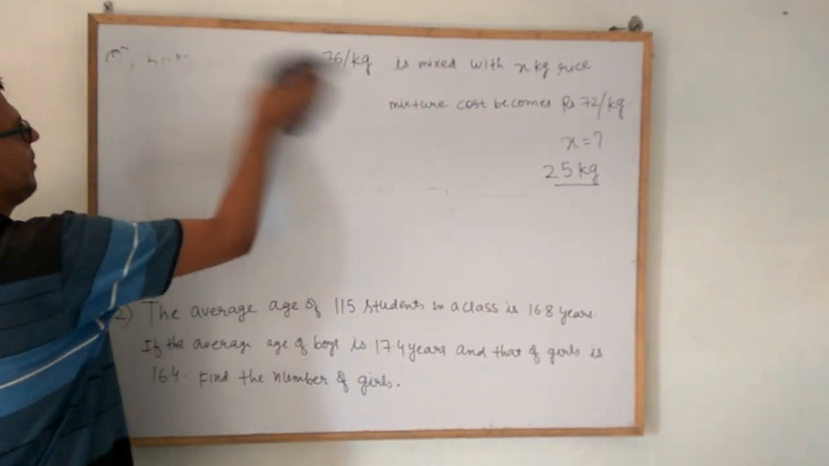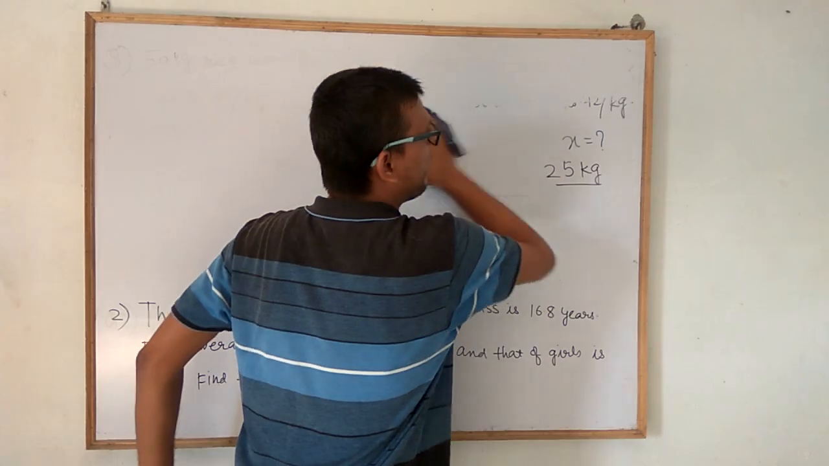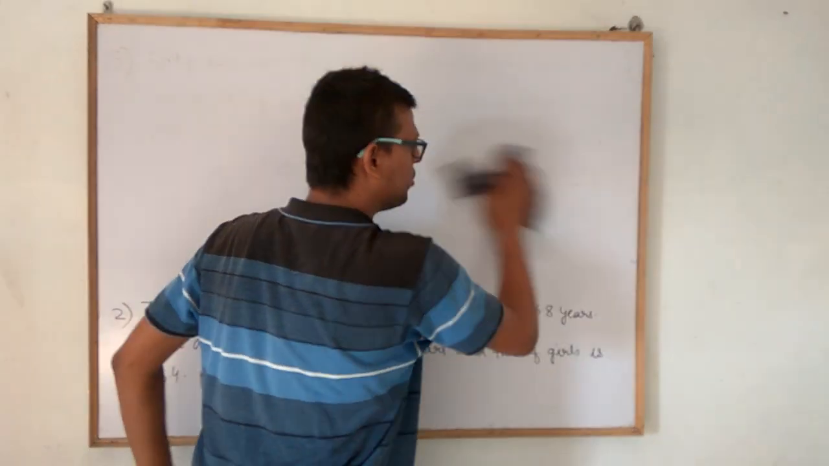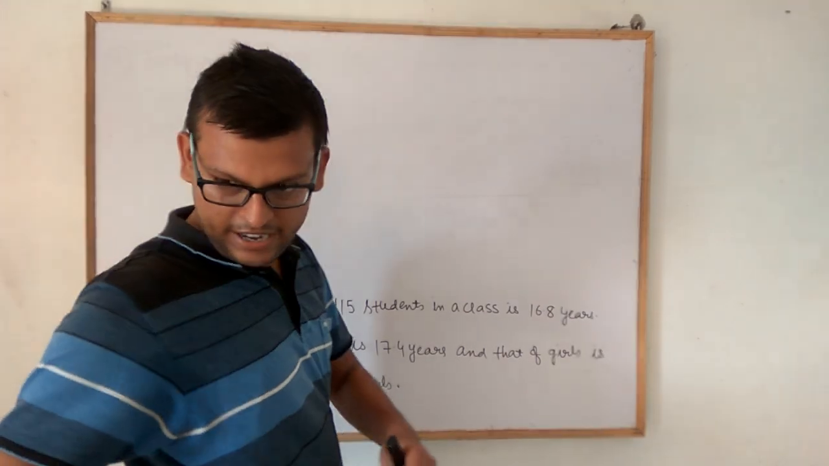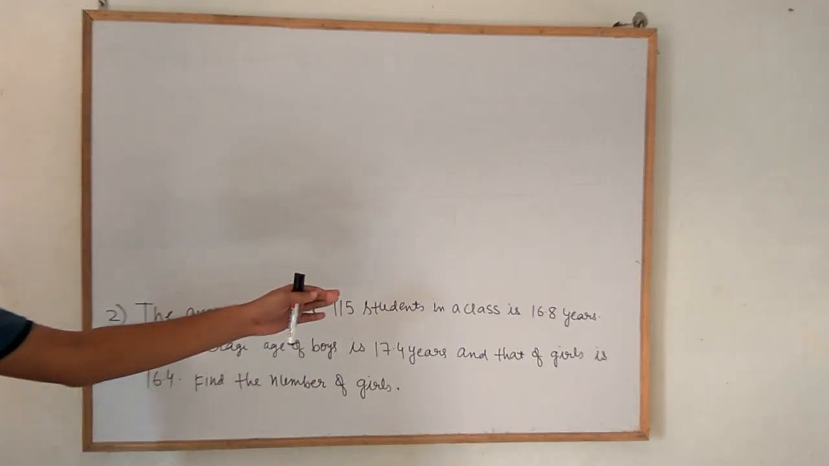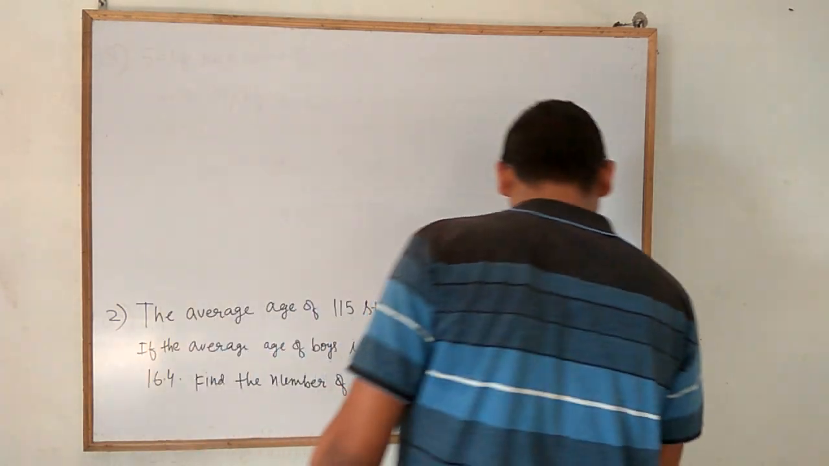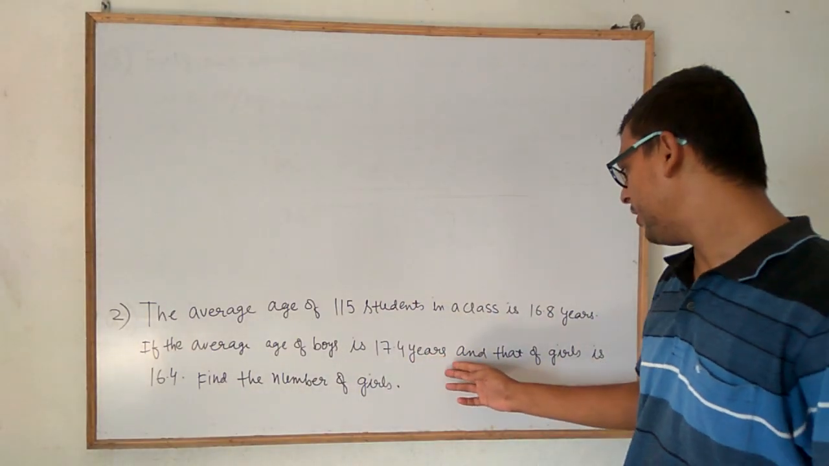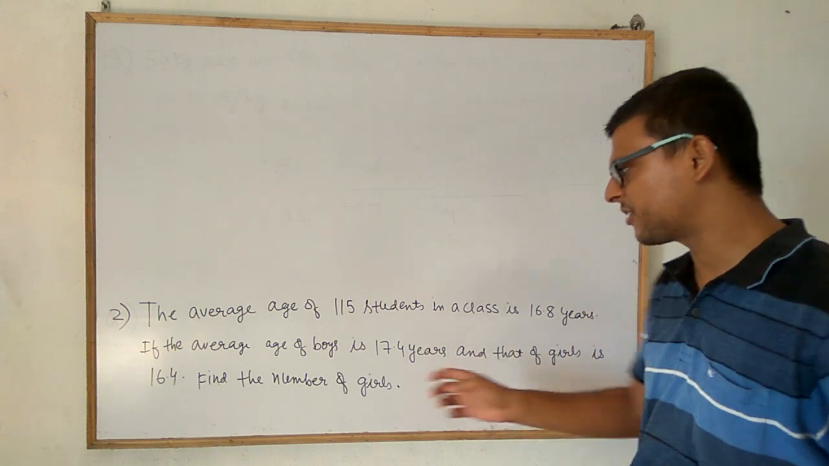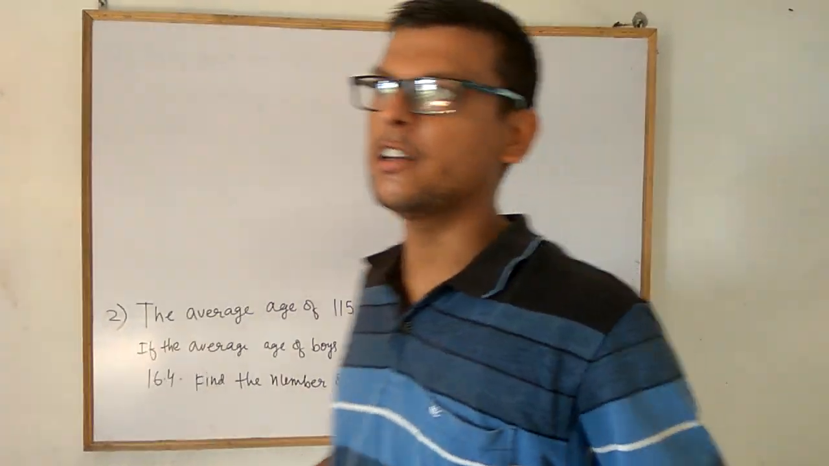Now I do the next question. Please pause the video. I repeat, please pause the video and do the question on yourself. The next question states that the average age of 115 students in a class is 16.8 years. If the average age of boys is 17.4 years and that of girls is 16.4, find the number of girls.